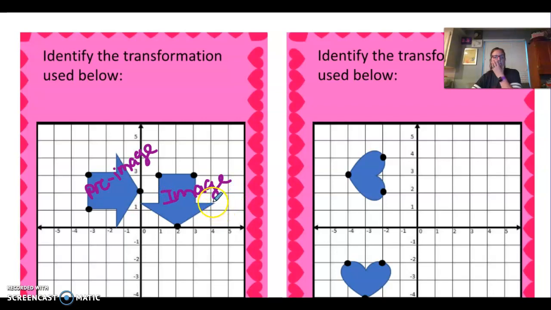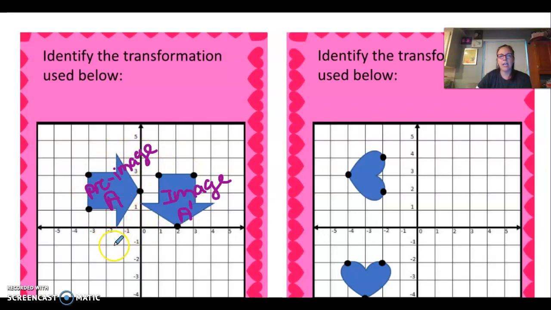Okay, so pre-image and image. Normally, if this figure was A, this would be considered A prime. The second image has the little prime, all right? I'll make sure at the end to remind you of that. So if we started with this image and it went to this image, what do you think happened?